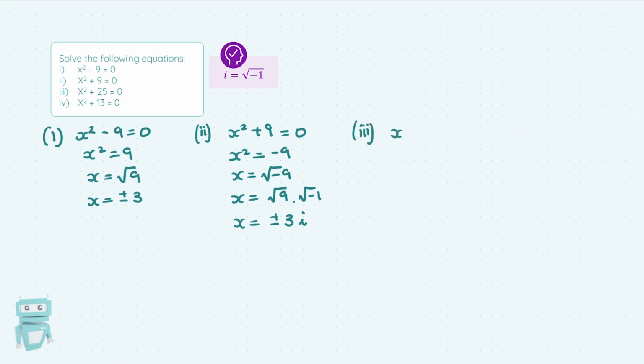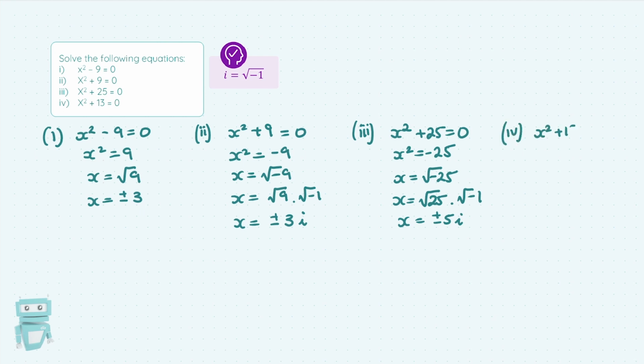So if we look at question number 3, x squared plus 25 is equal to 0. Bring across your plus 25, change its sign. Now take the square root of both sides. And the same issue as in part 2 will arise here. So what you do is split up that square root of minus 25 into square root of 25 times the square root of minus 1. Square root of 25 is plus or minus 5. And the square root of minus 1 is this new number, this complex number known as i.